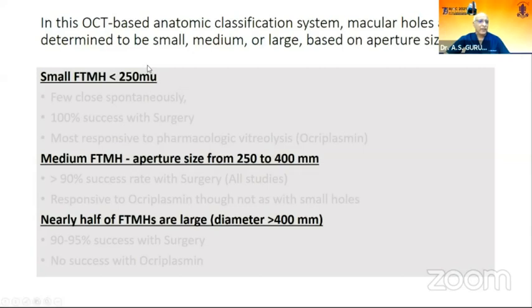If it is less than 250 microns, it is small. If it is between 250 and 400 microns, it is medium. And if it is more than 400 microns, it is large. And this is the common clinical scenario that we come across in our practice.